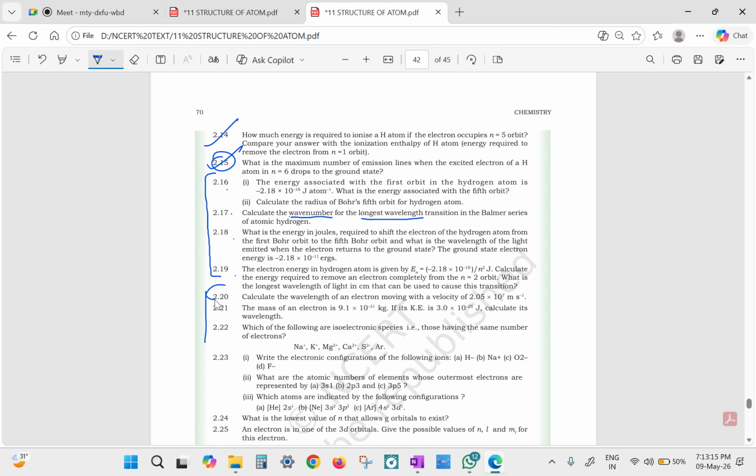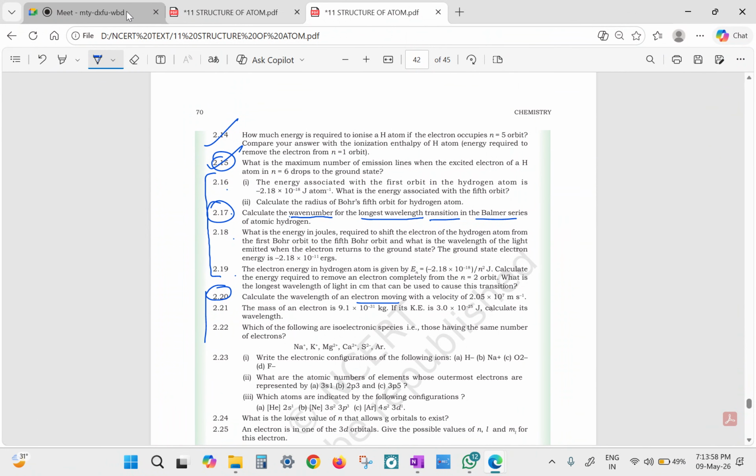See, look at this 2.20. Calculate the wavelength of an electron moving with the velocity. Is it not the de Broglie wavelength? Yes, ma'am. The electron is moving, but here the electron is only moving at a velocity. But here, is it not about transition? Calculate the wave number of the longest wavelength transition in the Balmer series. Is it not an electron moving from one level to the other and returning? Understood which concept to apply where?